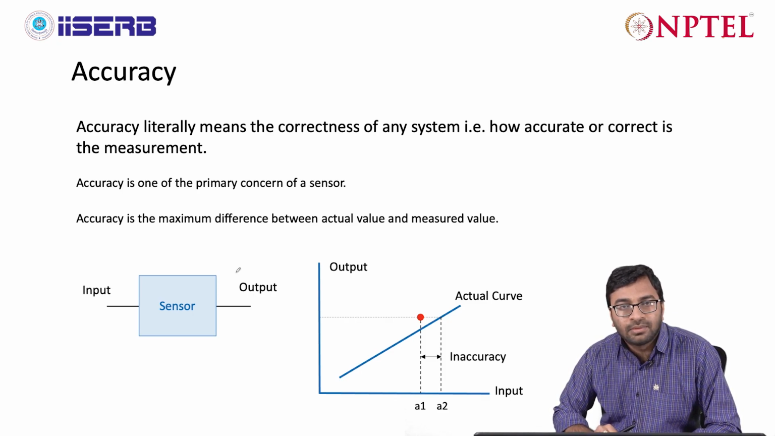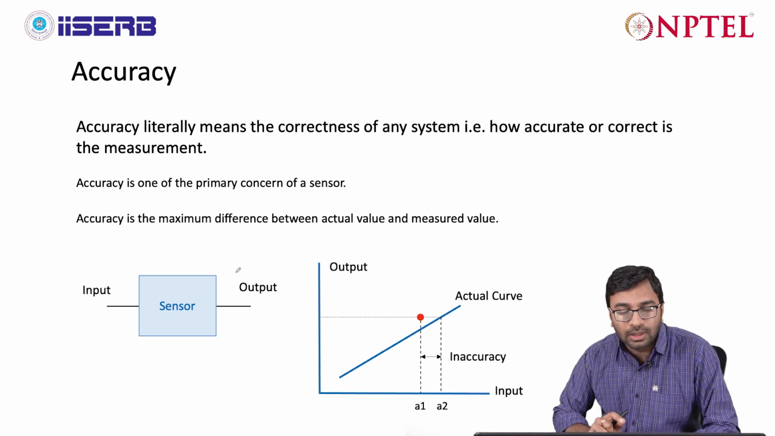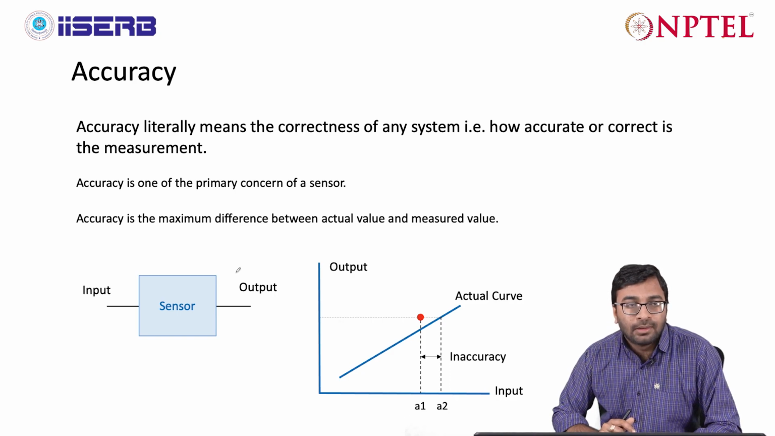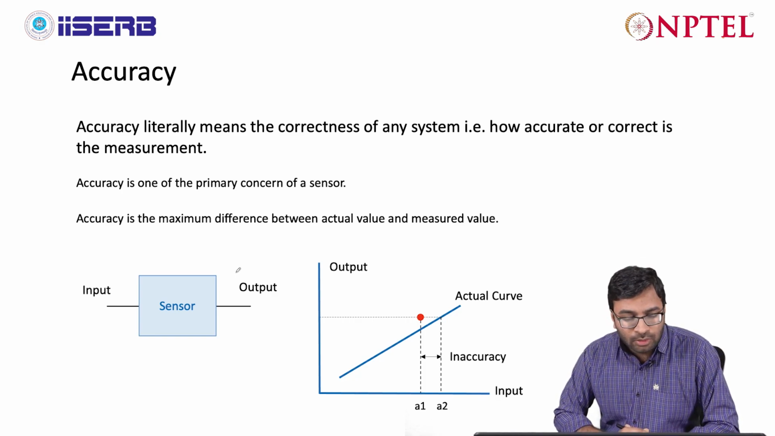Now from the term itself, it is very clear that this particular terminology gives you an indication of how accurate your sensor is. So accuracy literally means the correctness of any system, that is, how accurate or correct the measurement is. Again I will take an example of a temperature sensor. If you have a sensor that can measure temperature, then accuracy will give you how correctly it is measuring the temperature of a certain object or an environment. Okay, so let us understand this in more detail.